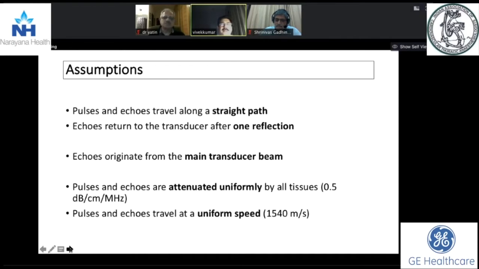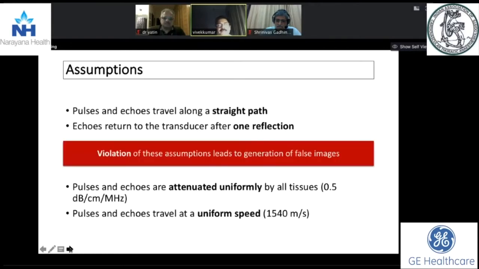The first is that pulses and echoes travel along a straight path. Echoes return to the transducer after only one reflection. Echoes originate only from the main transducer beam, and pulses and echoes are attenuated uniformly by all tissues, and pulses and echoes travel at a uniform speed. So these are some cardinal five assumptions we make before we start imaging. And violation of any of these assumptions leads to generation of false images.